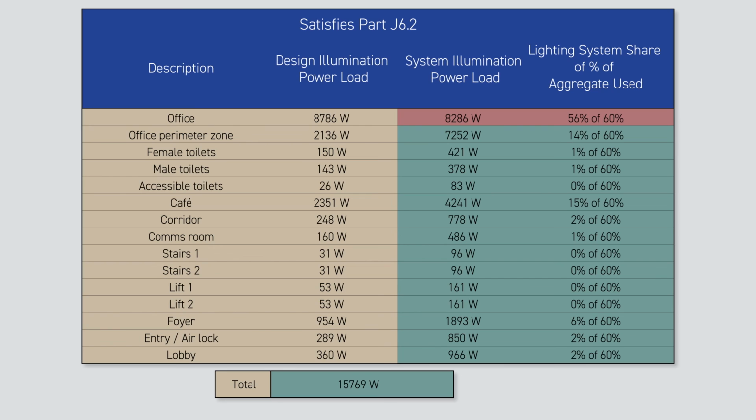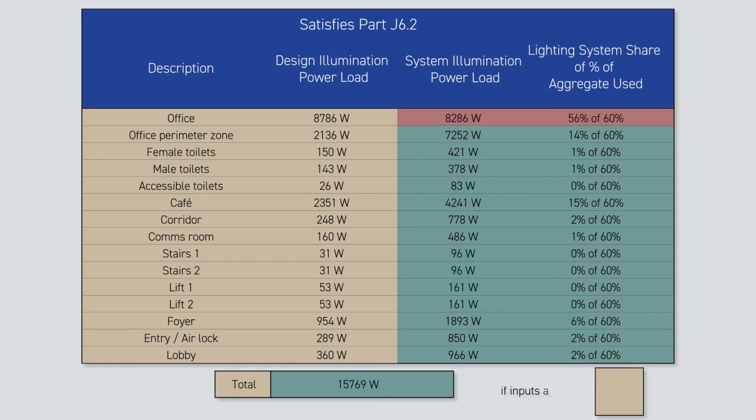The last outcomes column is the lighting system share of the percentage of aggregate used. The first percentage shows how much an individual space within the lighting design is using out of the total allowance of the overall design. The second percentage is the same for every cell in the column, displaying the amount of the total allowance that has been used by all the spaces combined.